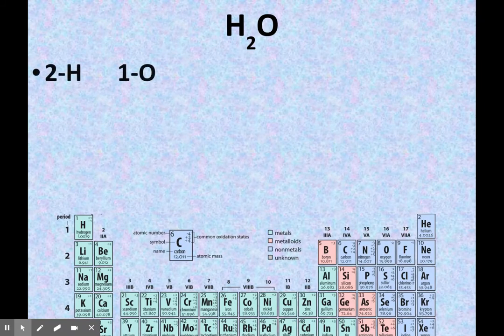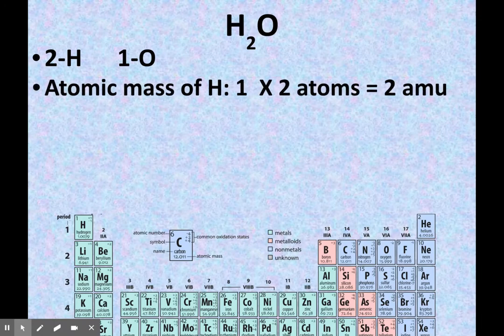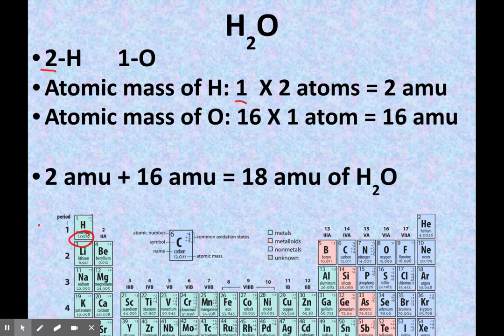The first thing we have to do is determine how many of each atom we have by looking at our subscripts. So we have 2 hydrogens and 1 oxygen. We're going to find the mass of hydrogen, which I'm going to round to 1. So that 1 times the fact that I have 2 hydrogens gives me 2. Then for oxygen, I've got a mass of 16 for oxygen, and we have one of those. So 16 times 1 gives me 16. And then I'm going to add my 2 and my 16 together to get 18 for my final answer. And the units here are atomic mass units.